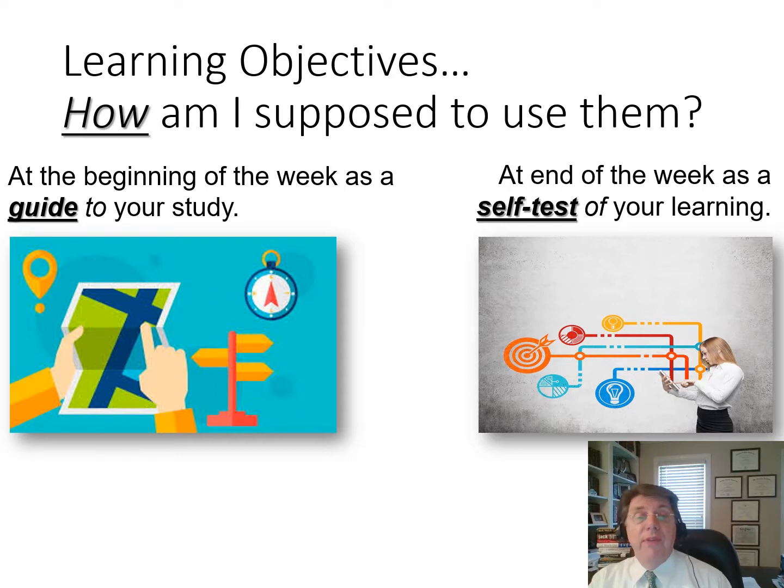Now, how can you use them at the end of the week? In that, your learning objectives are things you should be able to do after a course of study. Take your learning objectives at the end of the week and use them as a self-test. Can you actually accomplish the objectives, execute the objectives that are listed? Here's a quick tip. In your self-test, if you find that you can't execute one of the learning objectives, be sure to go back and review that material in your textbook or your articles or in your own research.